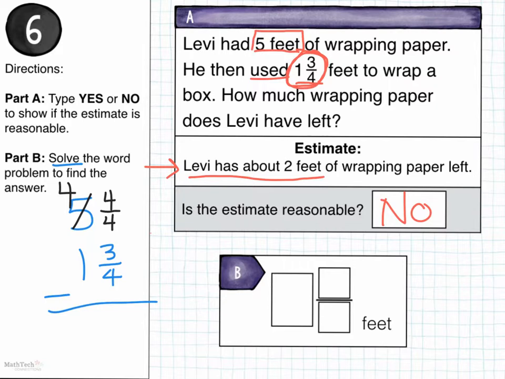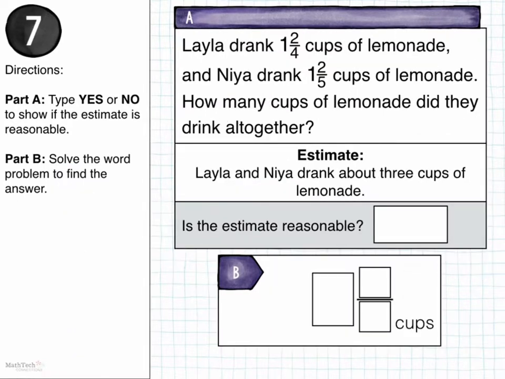If I have 4/4 and I take 3 of those fourths away, what's left is 1/4. And then I think about my whole numbers. If I had 4 whole feet of wrapping paper and used 1 foot of wrapping paper, there would be 3 feet left. So 3 1/4 feet is the correct answer.